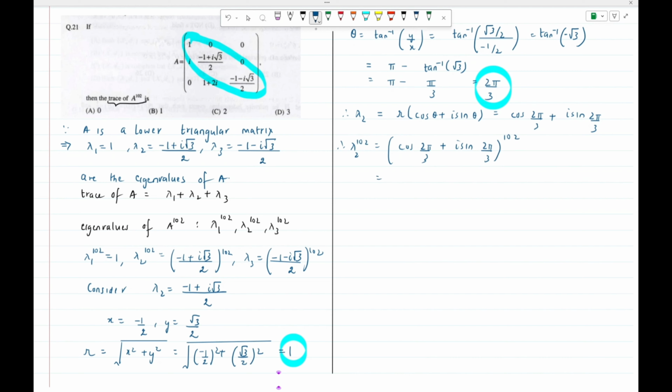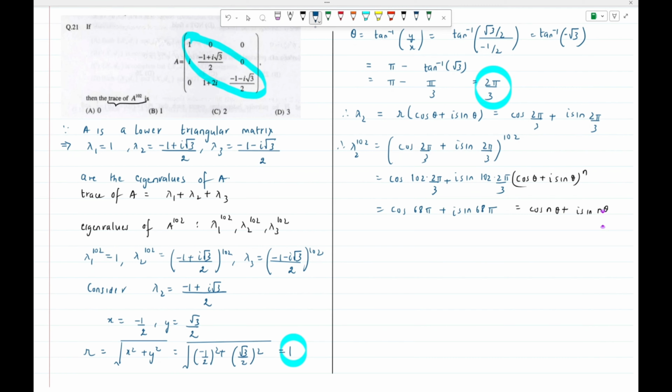Now we'll apply de Moivre's theorem here. De Moivre's theorem says that for any integer n, (cos theta plus i sin theta) raised to n is equal to cos of n theta plus i times sine of n theta. And this theorem actually holds for any rational value of n as well. So now bringing 102, we'll be multiplying it with the argument. So we need to do 102 times 2 pi by 3, and over here again, we will be doing 102 times 2 pi by 3. So after reduction this results in cos of 68 pi plus i times sine of 68 pi.